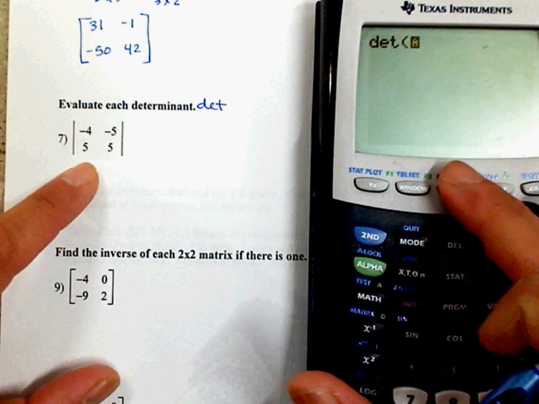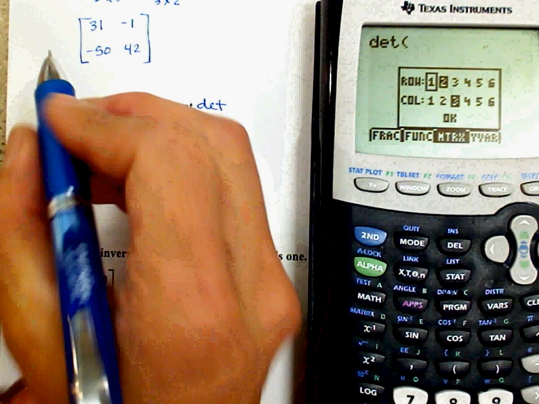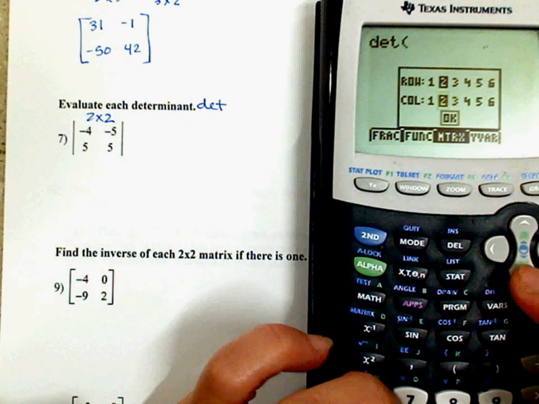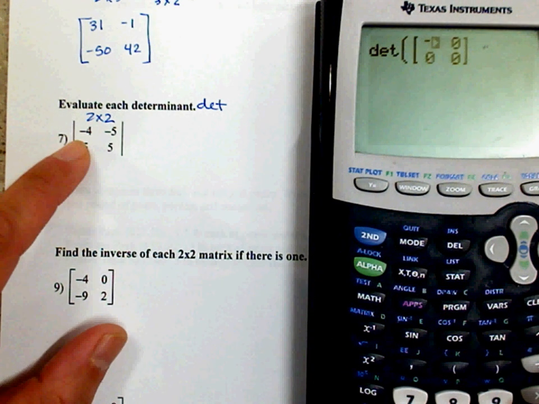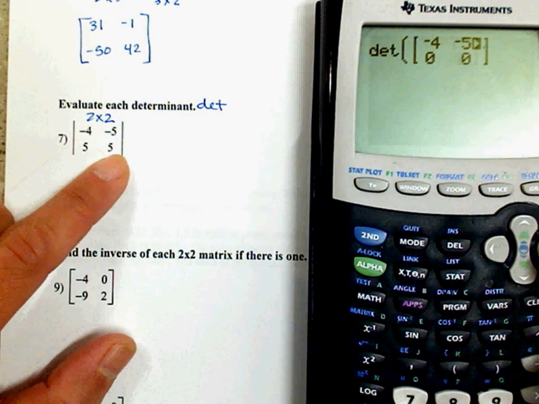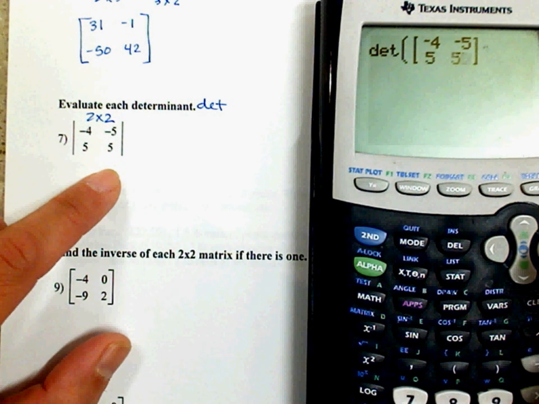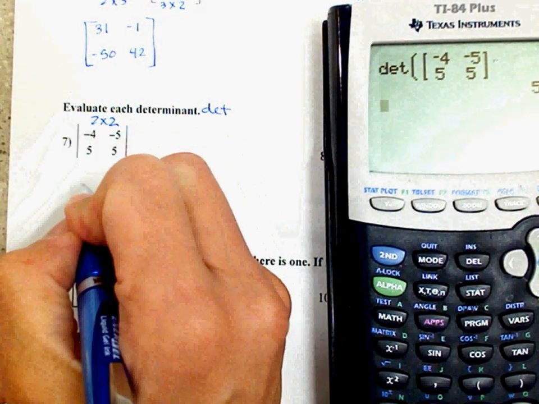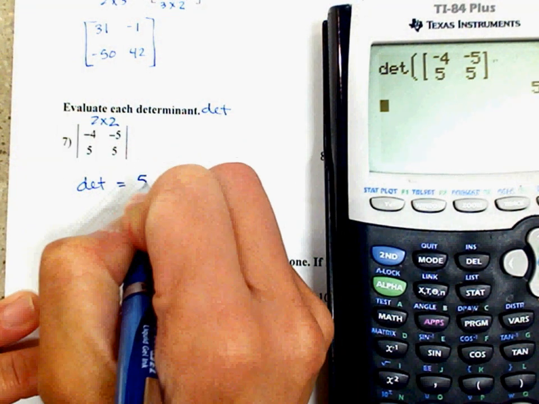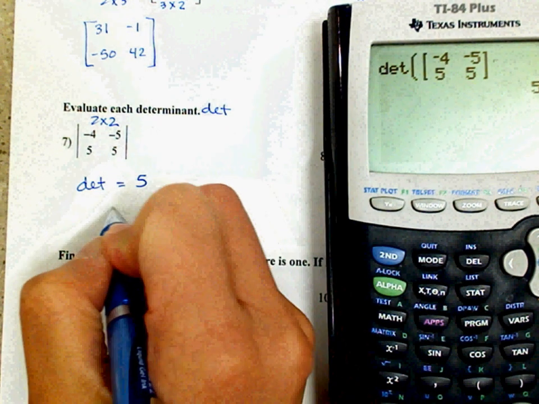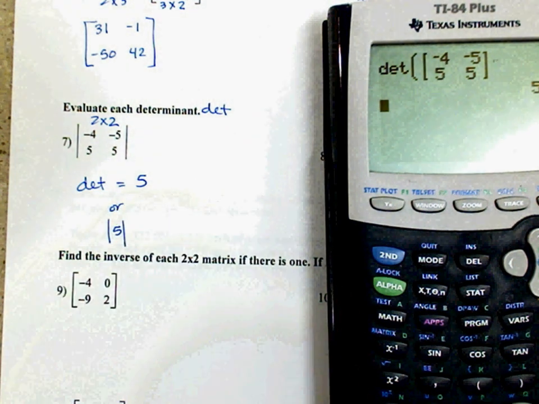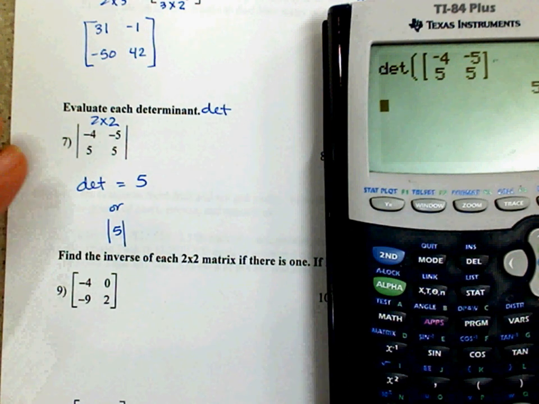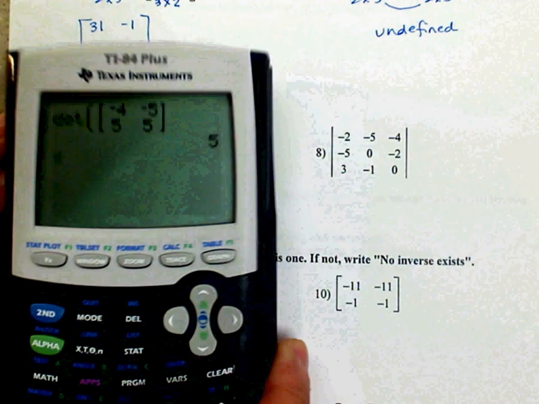Alpha zoom. Okay? This is a 2 by 2. They have to be perfect squares in order to do a determinant. Negative 4, negative 5, 5, 5. All right. So your determinant is 5. So just write determinant equals 5, okay? Or you can write 5 like this for your answer. All right, that does not mean absolute value. That means a determinant.